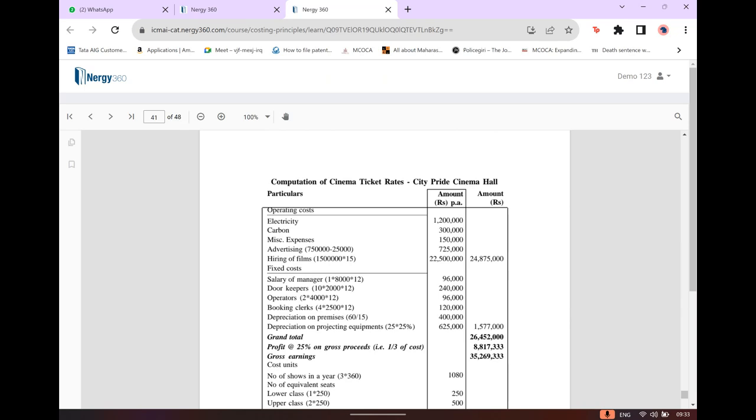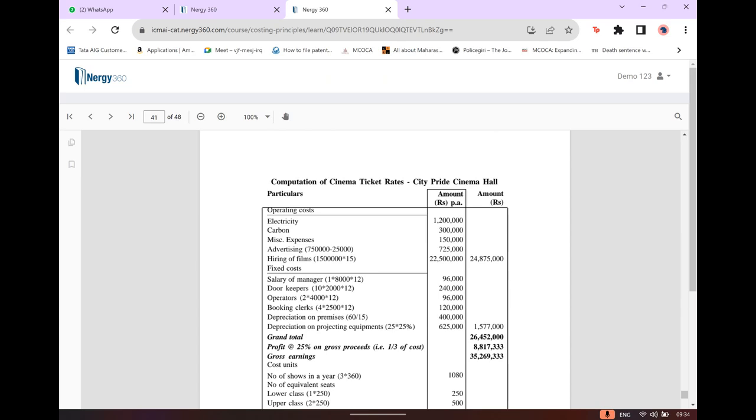And depreciation on project equipment is 25% of 25 lakhs, that is 6,25,000. So my total fixed cost is 15,77,000. So my total cost will be 2 crore 64 lakhs 52,000.